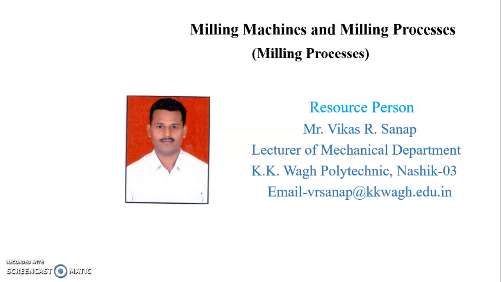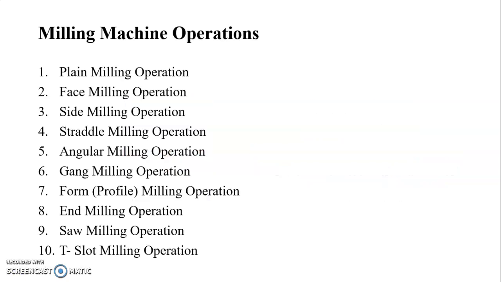Friends, today we are going to discuss about milling machine and milling processes. Especially today we will learn about the milling processes. So in milling processes, there are different types of milling operations: plane milling operation, face milling operation, then side milling operation, straddle milling operation, angular milling operation, gang milling, form milling, end milling, saw milling, and T-slot milling operation. So we will see one by one.